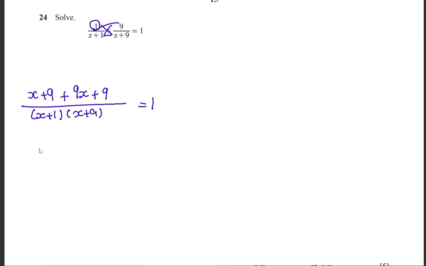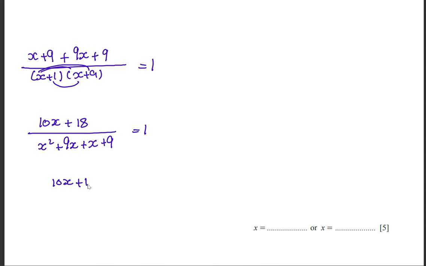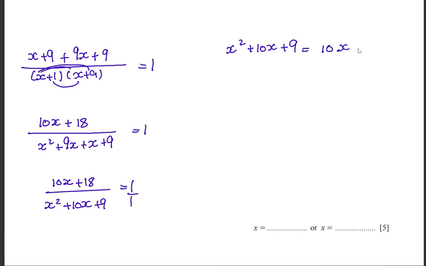Then here, I will simplify what is up here. So I have 10x plus 18. And then x multiplied by x, x squared. x multiplied by 9, 9x. Then plus x plus 9. All of this equal 1. So here I have 10x plus 18 over x squared plus 10x plus 9 equals 1. Then cross multiplication, I will find that x squared plus 10x plus 9 equal 10x plus 18.